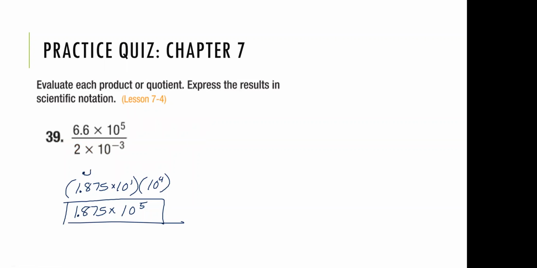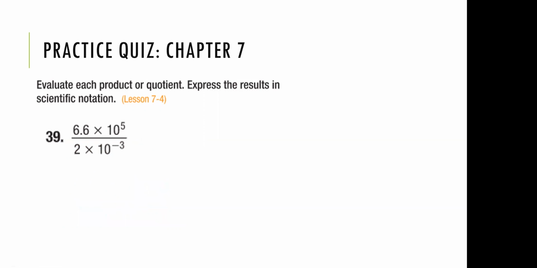And then problem number 39 says to evaluate each product or quotient, express the results in scientific notation. Now here we are dividing, okay? But same, we can still apply the commutative property here. We can break this up into 6.6 divided by 2 times 10 to the 5th over 10 to the power of -3.